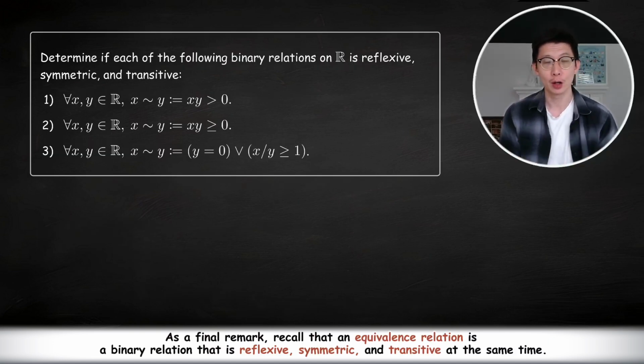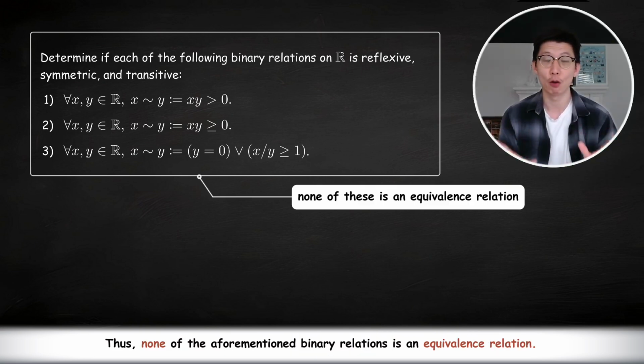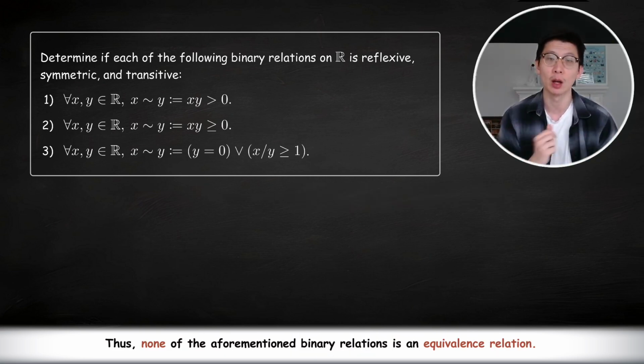As a final remark, recall that an equivalence relation is a binary relation that is reflexive, symmetric, and transitive at the same time. Thus, none of the aforementioned binary relations is an equivalence relation.